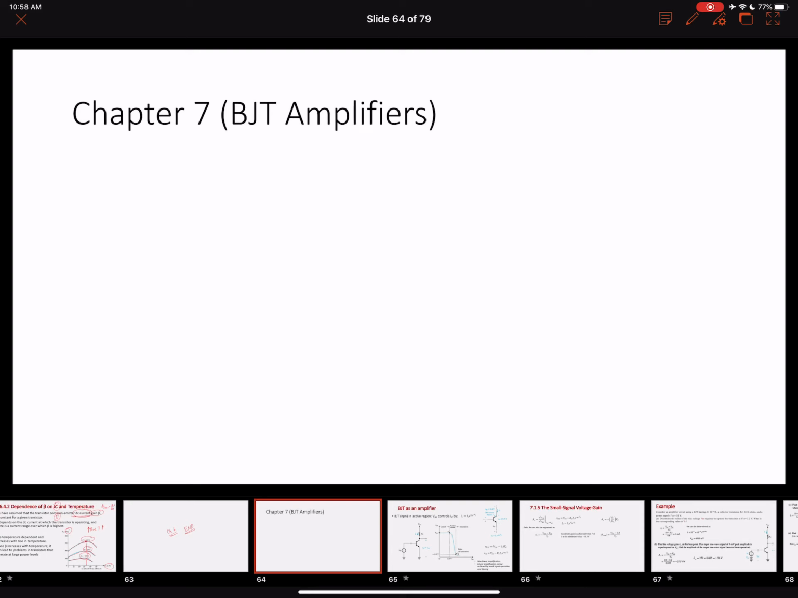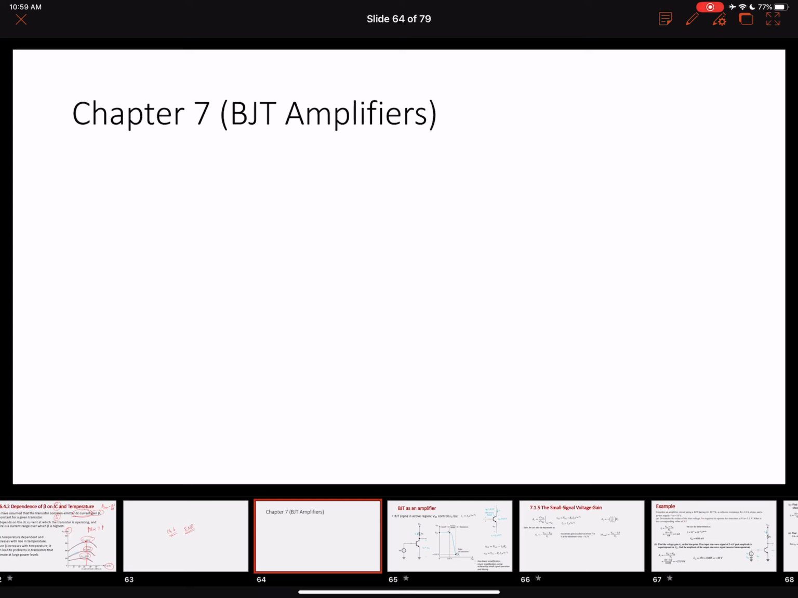Hello everyone, welcome to the next lecture of bipolar junction transistors. In the last lecture we finished up our chapter number 6 on BJTs. Now we are going to cover the contents related to BJTs in chapter number 7 on the topics of BJT amplifiers.